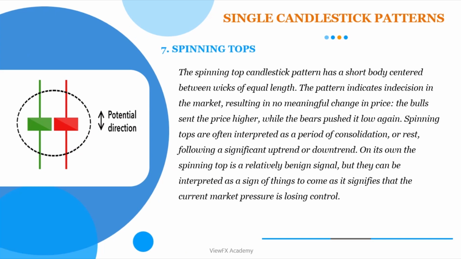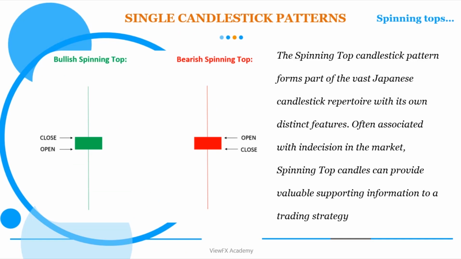On its own, the spinning top is a relatively benign signal, but they can be interpreted as a sign of things to come, as it signifies that the current market pressure is losing control. The spinning top candlestick pattern forms part of the vast Japanese candlestick repertoire with its own distinct features. Often associated with indecision in the market, spinning top candles can provide valuable supporting information to a trading strategy.